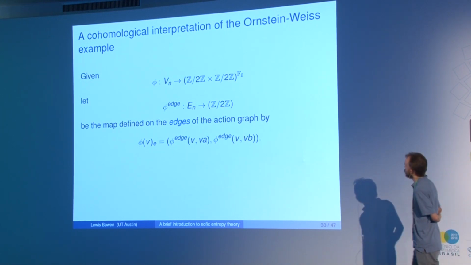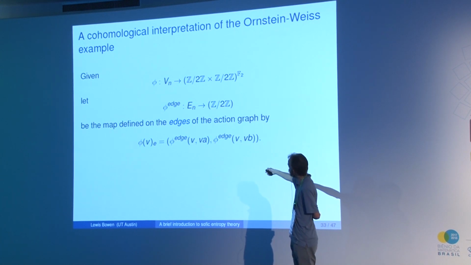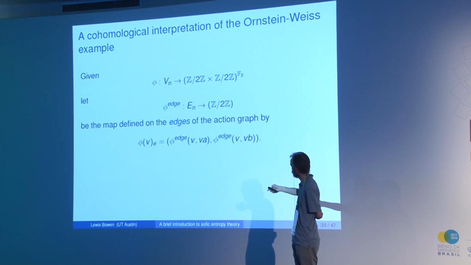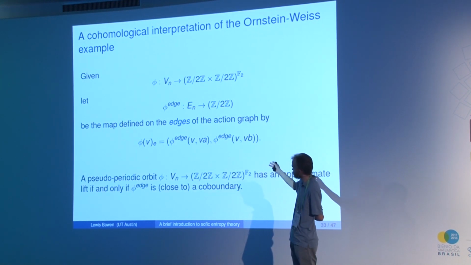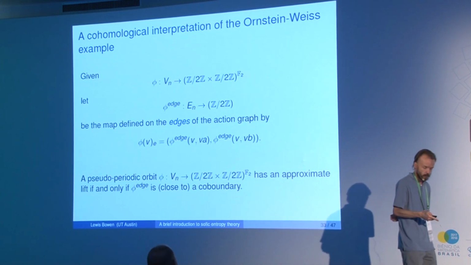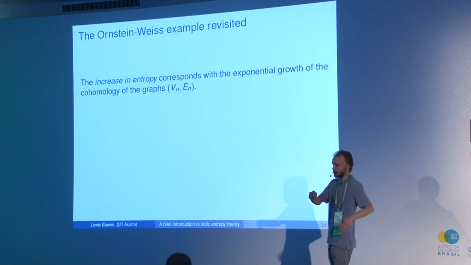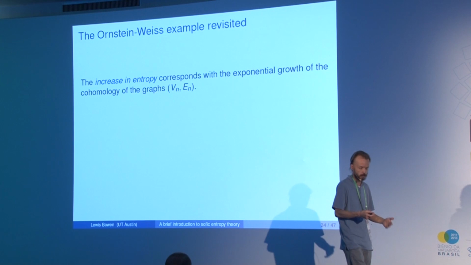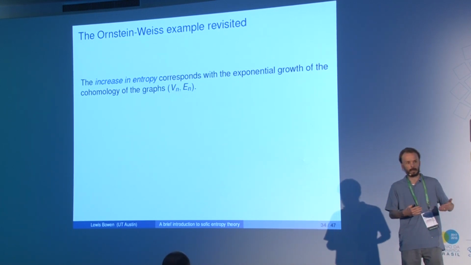The reason why is because it turns out that if you have a pseudo-partial orbit, well, you can define a map on the edges in this way. And this map on the edges, the original map can be lifted if and only if this map on the edges is a coboundary, or is at least close to a coboundary. And so what you get is that the increase in entropy, which was log 2, is exactly the exponential rate of growth of the cohomology of these graphs.